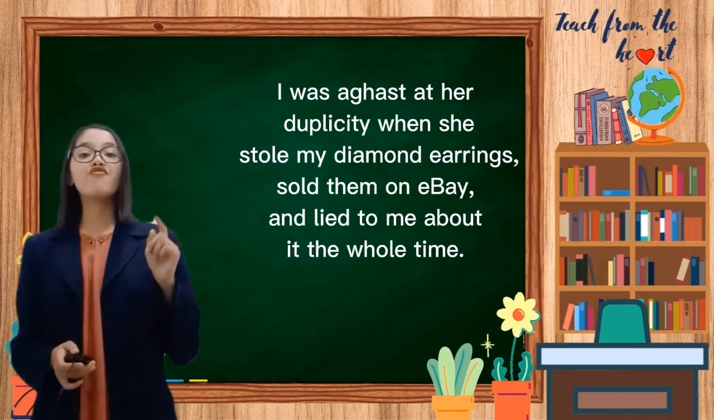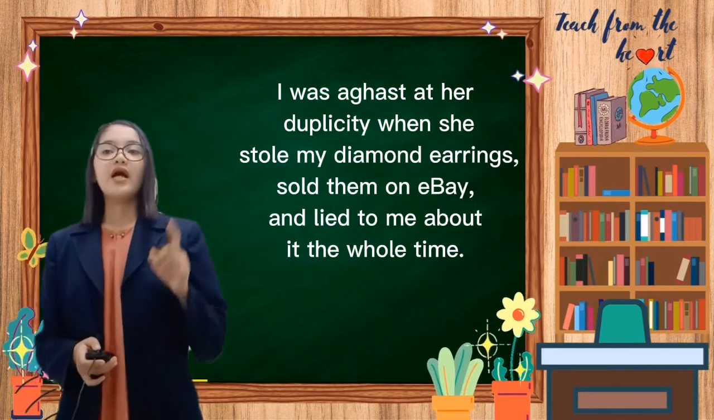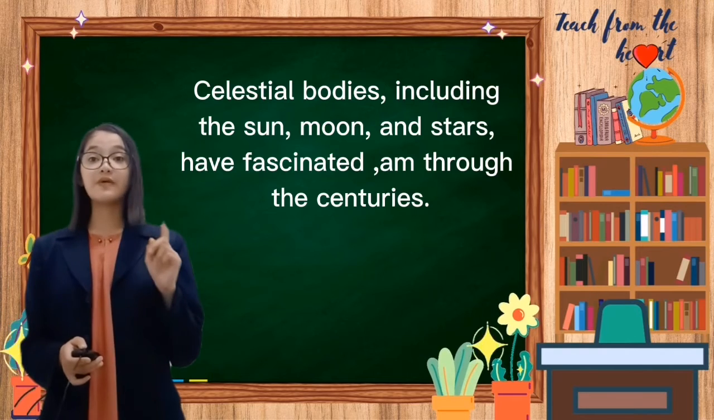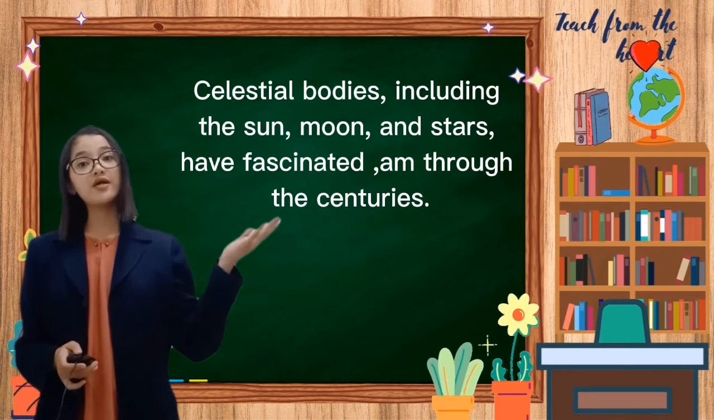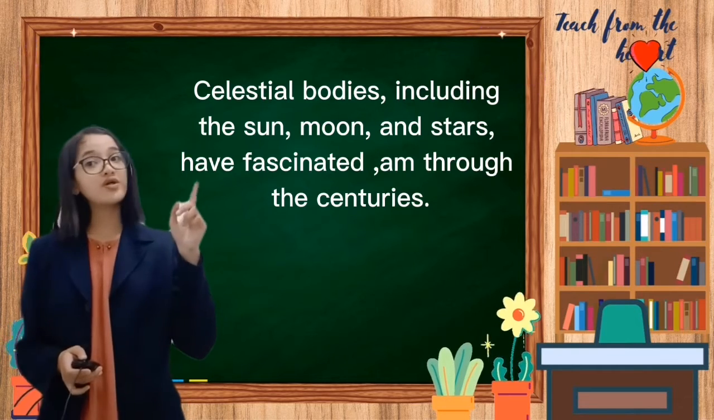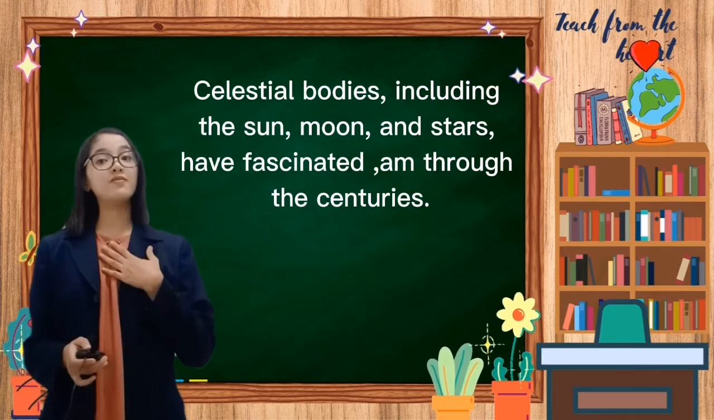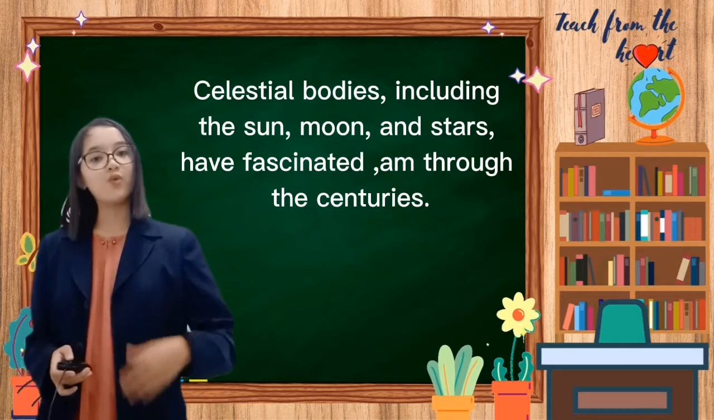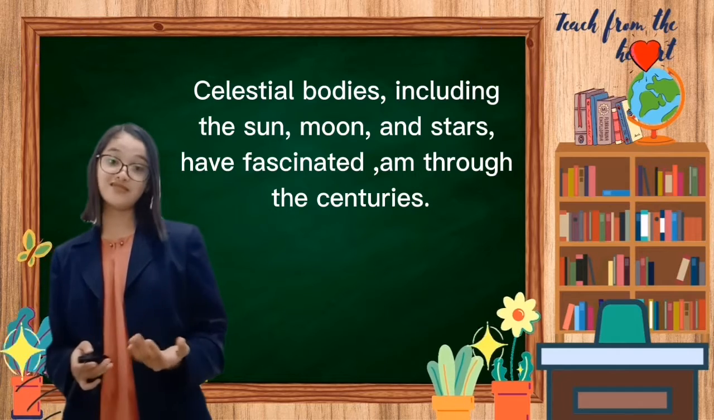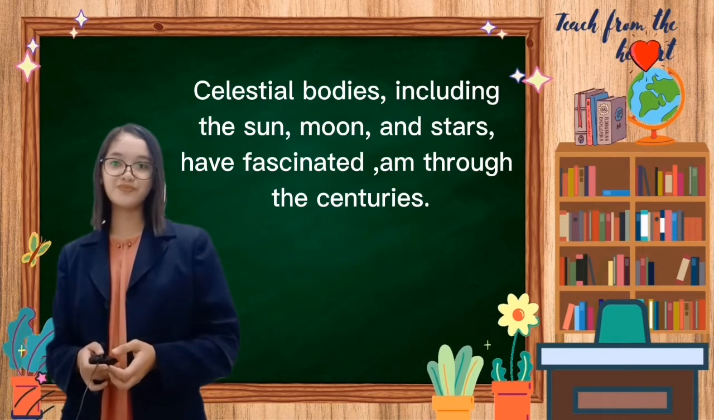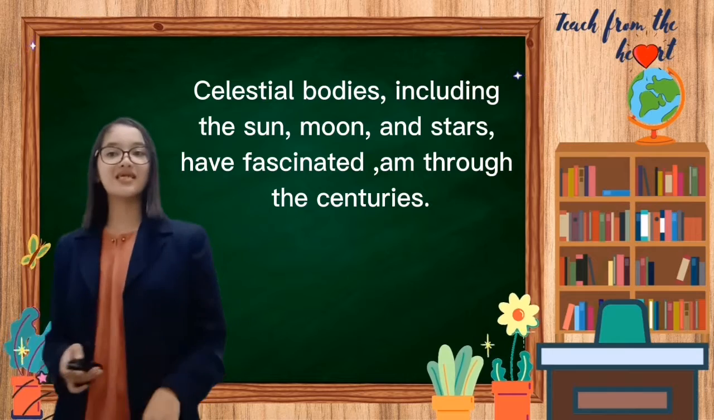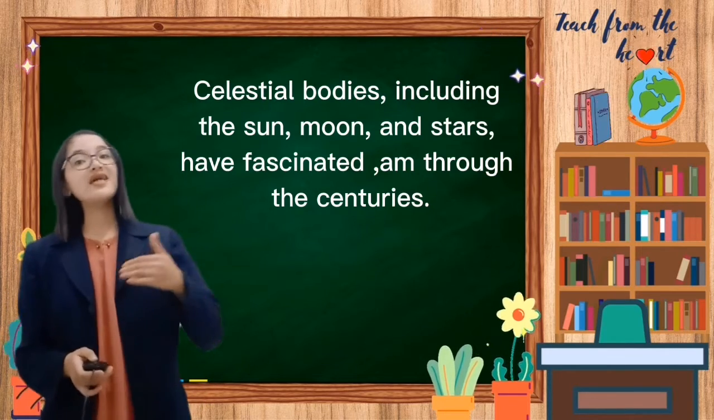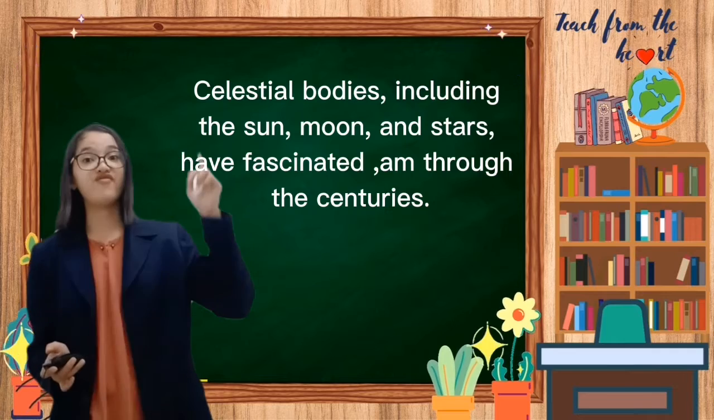Duplicity means fraud or fakery. Now, we have another example. Celestial bodies, including the sun, the moon, the stars, have fascinated them through the centuries. What does celestial mean? Correct! The term celestial refers to something that has to do with the sky or heaven.